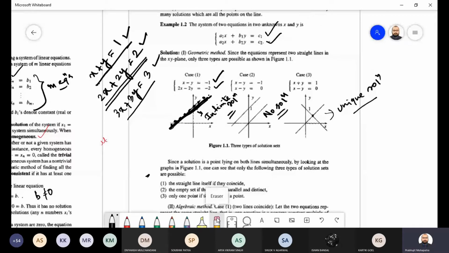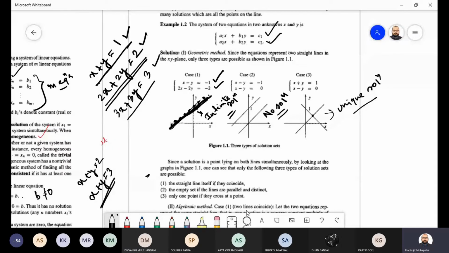So infinite solution means both the equations are looking exactly the same. You cannot distinguish among themselves. So that means you will have an infinite number of solutions. And already I said how the two straight lines will be parallel. Parallel means there will be no solution. How? I have shown one example, x plus y equal to 2. Another example is x plus y equal to 3.